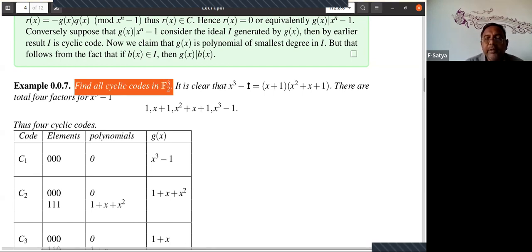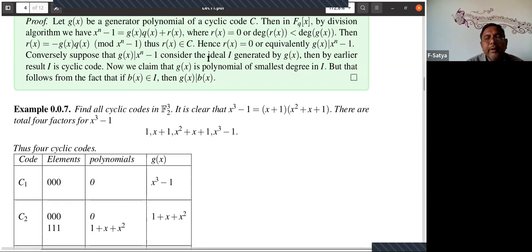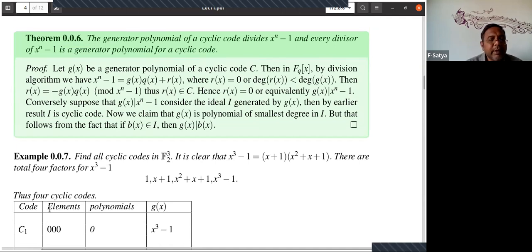So that is equivalent to saying that I will first factor x cubed minus 1. It is (x plus 1) times (x squared plus x plus 1), right? Now, what are the divisors of this polynomial? They are 1, x plus 1, x squared plus x plus 1, and x cubed plus 1, right? By the way, one point here I want to mention. What is it that we are saying here?